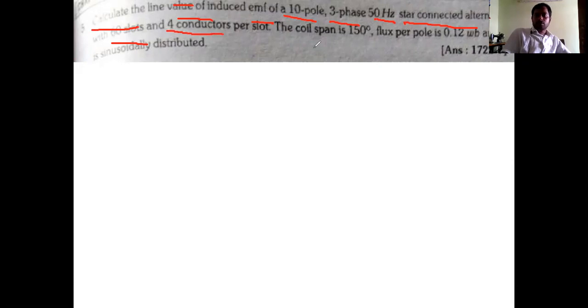Those who didn't watch the previous video, watch this video so that you can understand clearly. And the coil span is 150 degrees, and flux per pole is 0.12 Webers, and it is sinusoidally distributed. So let us write the data clearly.